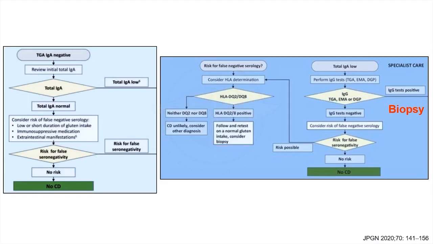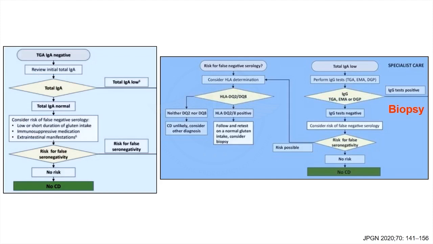So again, I'm repeating. If transglutaminase antibody is negative but total IgA level is low, in that case, the scenario is different. Then we have to measure the IgG level of TTG, or endomysial antibody, or DGP. If IgA level is low and TTG is negative, we should go for the IgG test. If the IgG test is negative, then we can consider the risk of false negative serology. And if the IgG test is positive, then we again have to go for the biopsy.